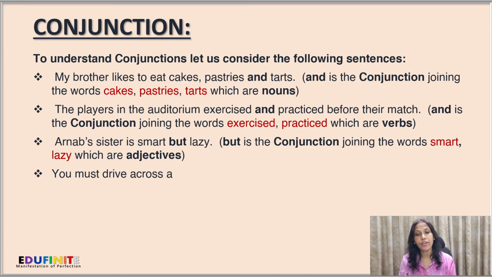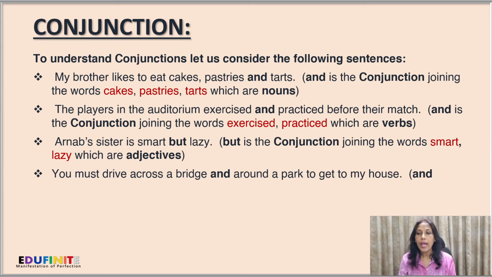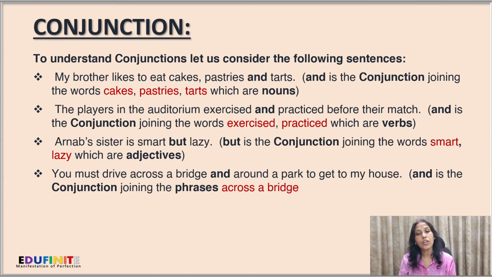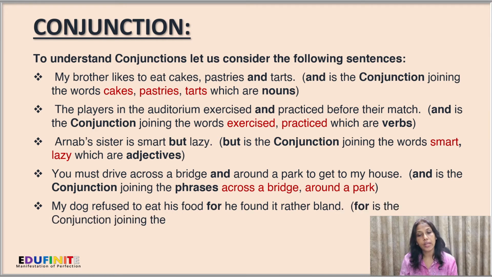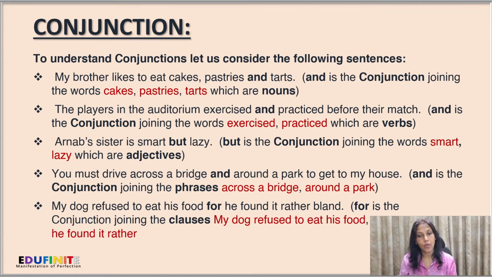You must drive across a bridge and around a park to get to my house. And is the conjunction joining the phrases across a bridge, around a park. My dog refused to eat his food for he found it rather bland. For is the conjunction joining the clauses my dog refused to eat his food and he found it rather bland.